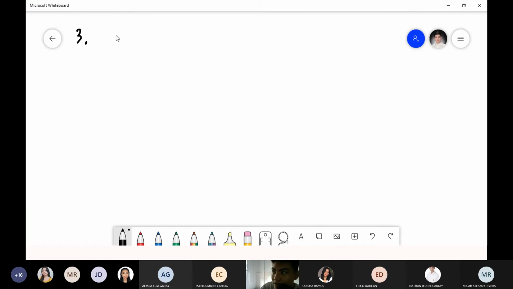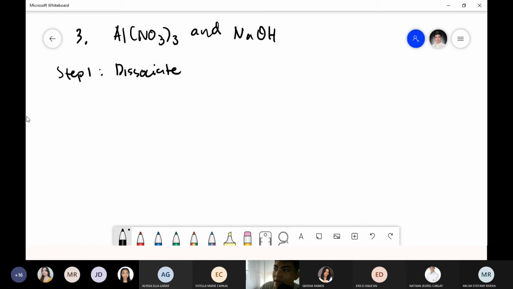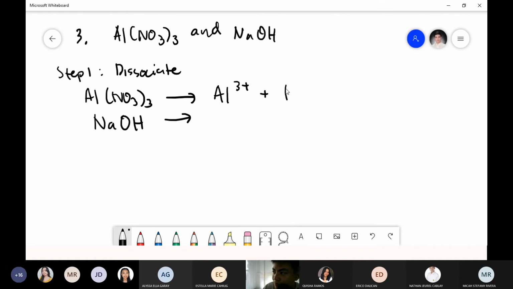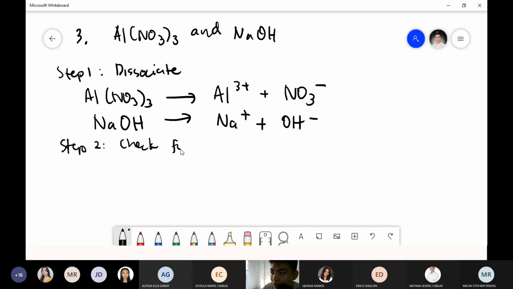So our reactants are aluminum nitrate and sodium hydroxide. Let us see if we can form a precipitate. Step 1, dissociate. So what are the ions? So we have Al. Kailangan mabilis na kayo mag-determine ng ions ha. Isang tingin lang, you know what are the ions. So you do reverse crisscross, you will get Al3 plus and nitrate. Then Na plus, OH minus. Step 1, tapos na tayo. Next step, step 2, check for precipitate. So pair to check for precipitate.